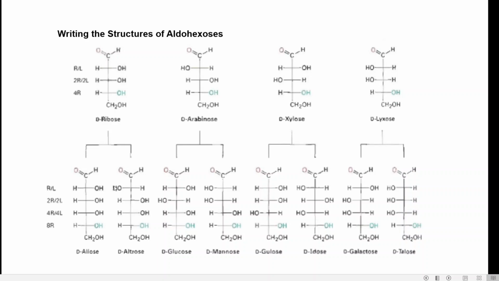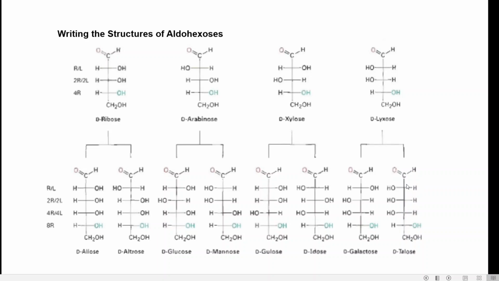Similarly, on the basis of D-arabinose, we could write two more structures of aldohexoses. One would have hydroxyl group on right side and the other would have the hydroxyl group on the left side. Rest of the molecule would have same configuration as in the original molecule. From xylose, we have again written two more structures, and similarly from lyxose, we have again written two more structures.